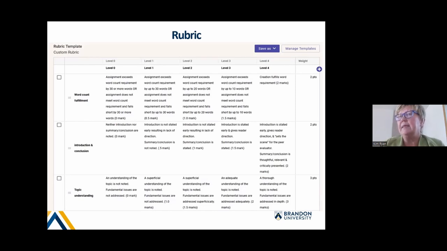Topic understanding. I'm going to start at the top now. A thorough understanding of the topic is noted. Fundamental issues are addressed in depth, and then it goes down sequentially to 0. An understanding of the topic is not noted. Fundamental issues are not addressed.